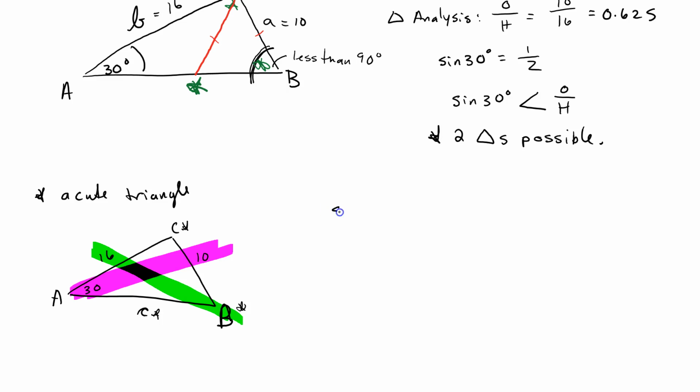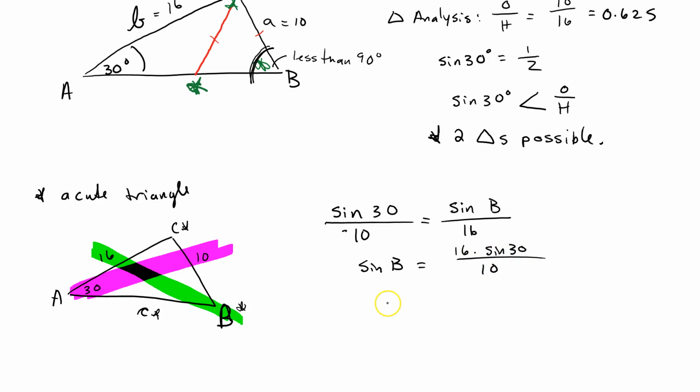So sine of 30 over 10 equals sine of b over 16. If we isolate sine b, that's equal to 16 times sine of 30 over 10. If we want to solve for angle b, that is sine inverse of 16 times, that's multiplication, sine of 30 over 10.